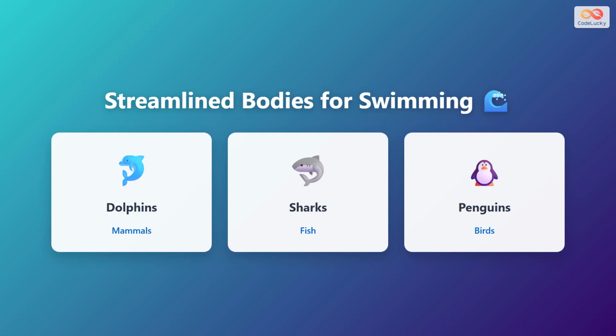Here's another excellent example of convergent evolution: streamlined bodies for swimming. Dolphins, sharks, and penguins all have torpedo-shaped bodies that reduce drag in water. But these three animals belong to completely different groups. Dolphins are mammals that evolved from land-dwelling ancestors. Sharks are fish that have been swimming in the oceans for hundreds of millions of years. Penguins are birds that adapted to an aquatic lifestyle. Despite their vastly different evolutionary histories, they all independently evolved similar body shapes because that shape is hydrodynamically efficient for moving through water.